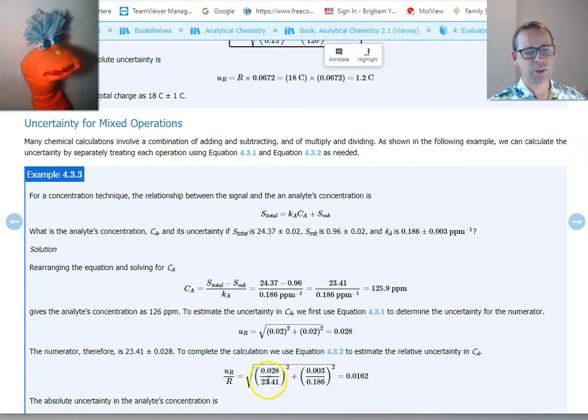And notice that we're dividing it by that initial difference right there, the 24.37. You see that? Yeah. Okay. And then this 0.003 is the result, or is the value down below. Where is it at?